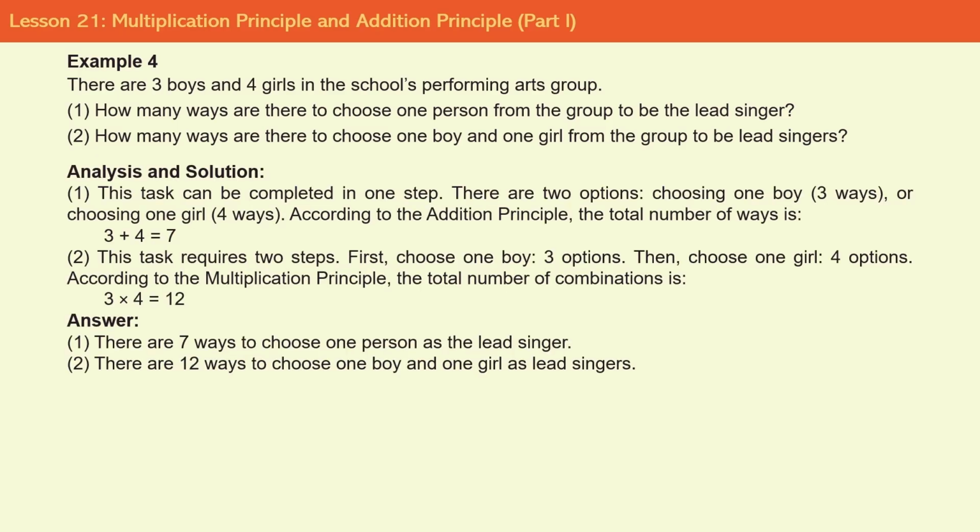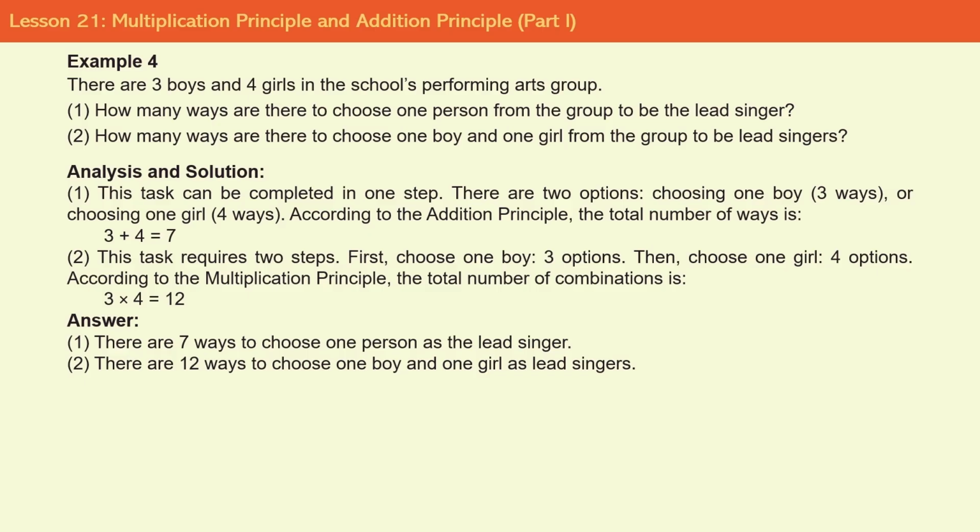For question 1, this task can be completed in one step. There are 2 options, choosing one boy in 3 ways, or choosing one girl in 4 ways. According to the addition principle, the total number of ways is 3 plus 4 equals 7.